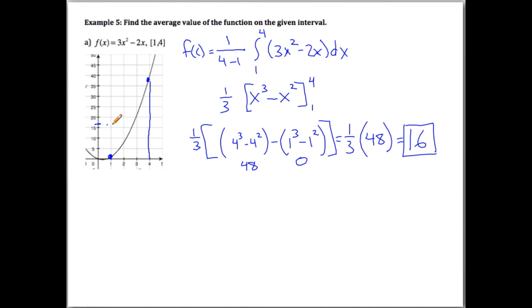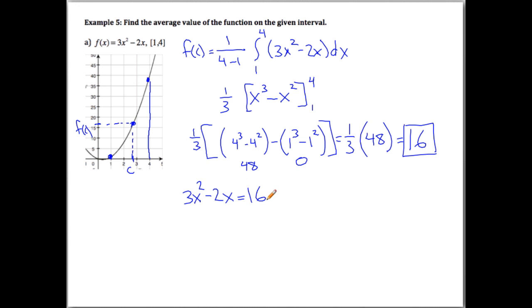So if we look across, that would give us our average height. Now, let's go ahead and just find what our value of x would be that corresponds with that, just as a little bit of extra practice. So what we would do is we would take our function, which is 3x squared minus 2x, and we would set it equal to 16, and we'd say, well, what x value is going to give us 16 there?